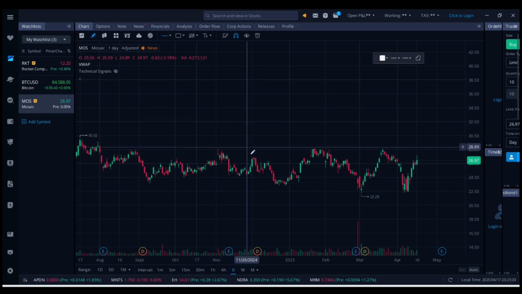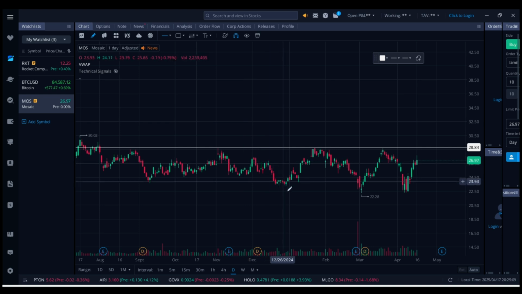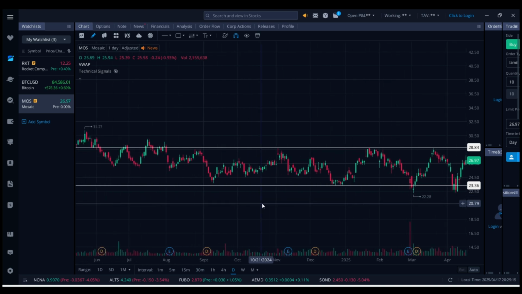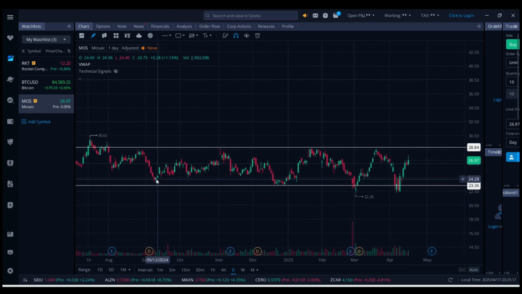You can clearly see this top level of resistance, multiple rejections, and then roughly on this $22, $23 level. So there we go. As soon as you draw your horizontal lines, you can see clearly price is coming off this $23 level, ranging up to 28, coming back down to 23, back to 28, 23, 28.